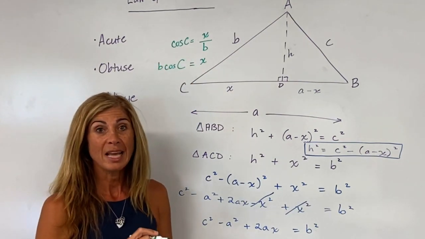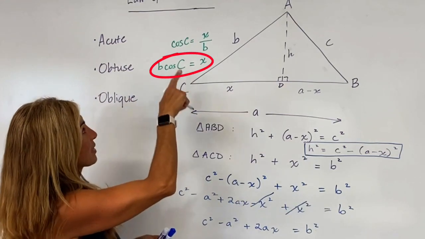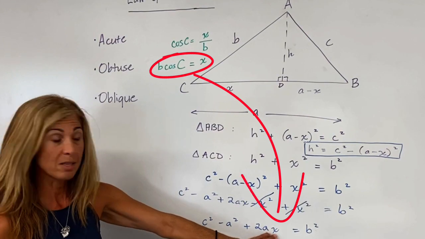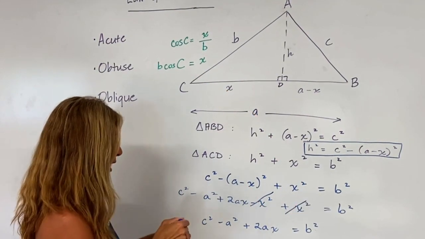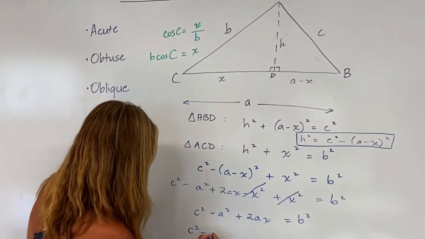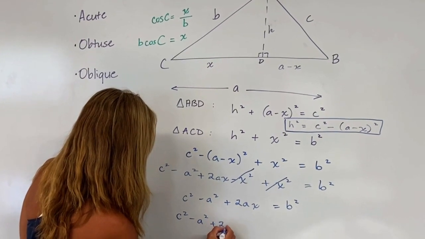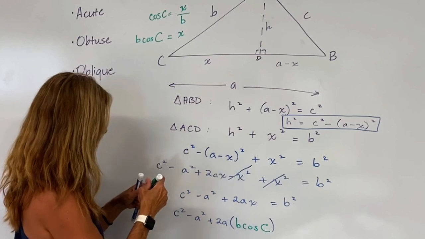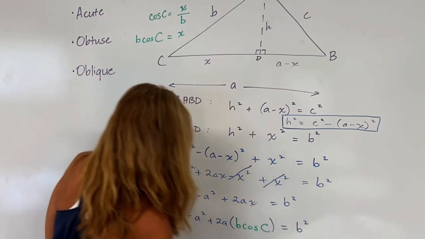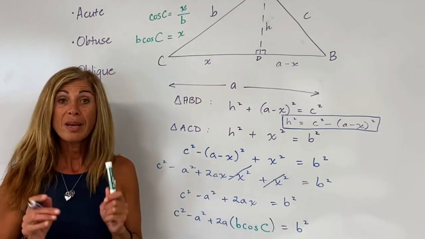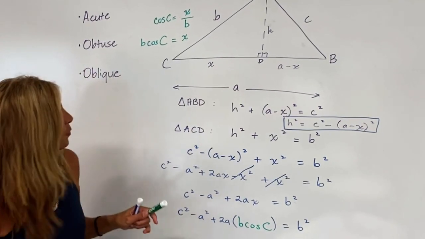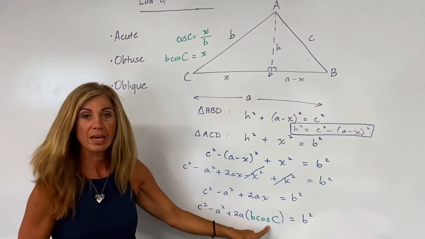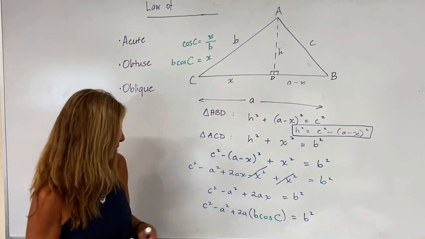So I'm going to take that value of x, b cosine C, and replace it right here in place of our x. So our line becomes c squared minus a squared plus 2ab cosine C, and this is equivalent to b squared. So we have now found a way to figure out a side as long as we know one of the angles. Now, here is the piece that's important.